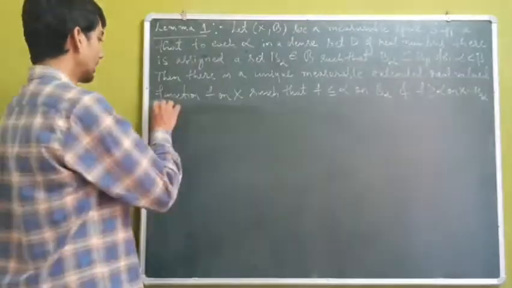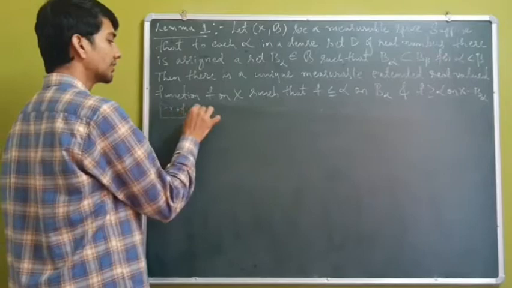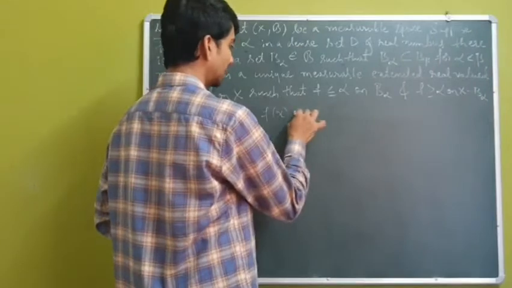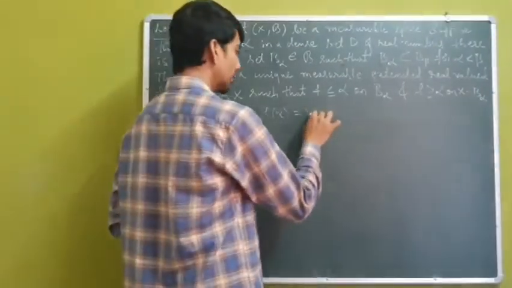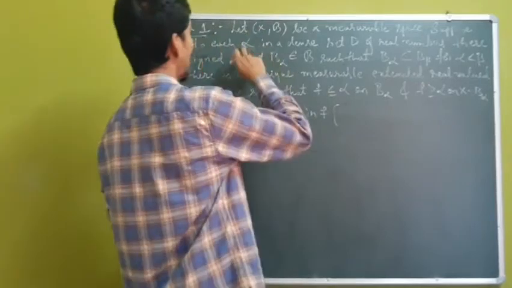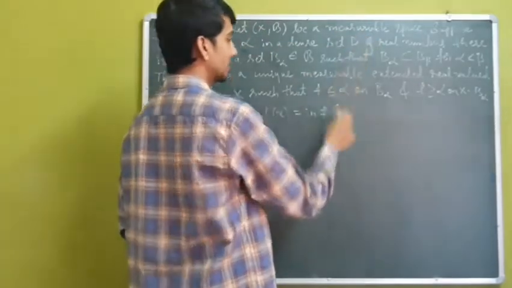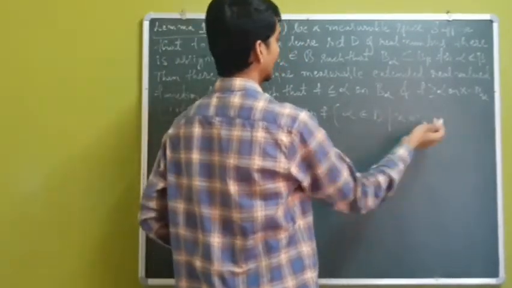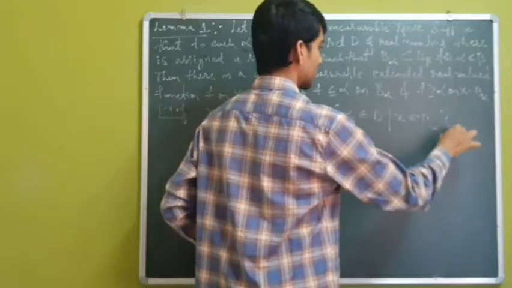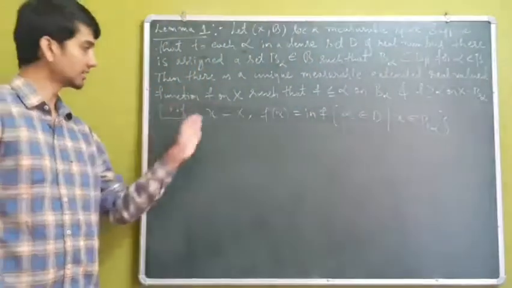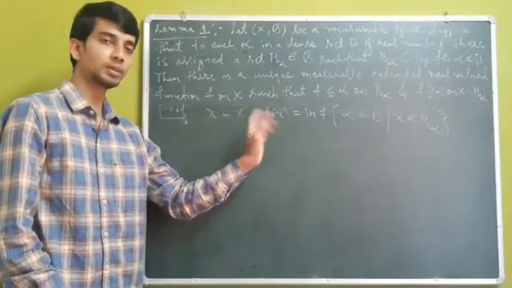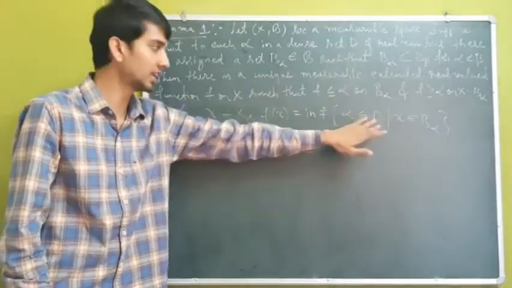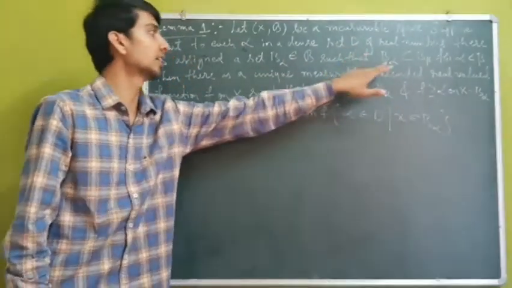Now to prove the lemma, for each x in X, I will have a function f of x, which I construct to be the infimum of the set of all alpha coming from the dense set of real numbers, say D, such that x is in the set B alpha. So for each x in X, I am constructing f of x to be the infimum of the set of all alpha from the dense set of real numbers D such that x comes from the set B alpha.